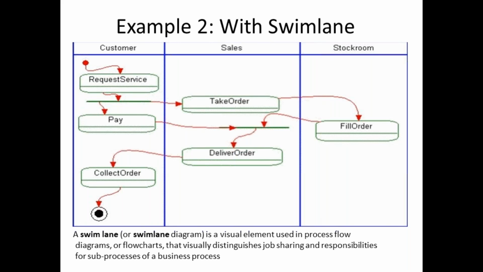So a swim lane diagram is a visual element used in process flow diagrams or flow charts that visually distinguishes job sharing and responsibilities for sub-processes of a business process. When we talk about a swim lane diagram, it is used for the sub-processes of an existing business process. That's where swim lane diagrams are used.